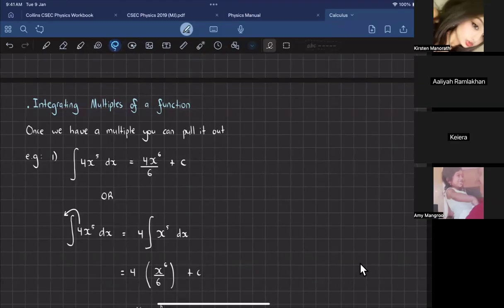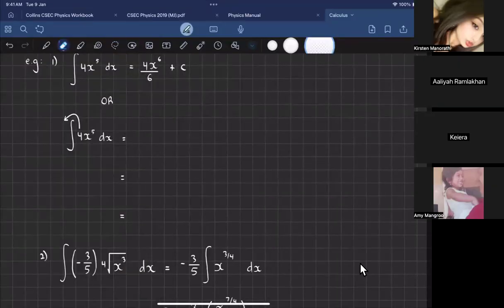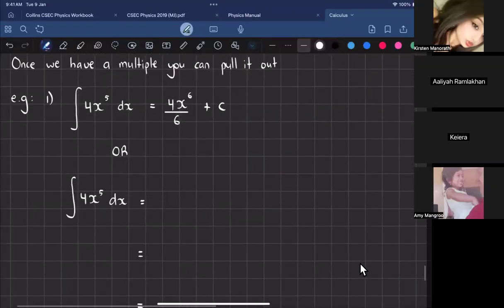It's simple, right? What I'm saying is we could also pull out the constant, put it on the outside, integrate like normal, and then multiply it back. So let me do that question on the board so you actually understand it. Anytime we have a constant, you are allowed to pull it out. So I'm going to pull out the 4, and integrate x to the power 5 dx.